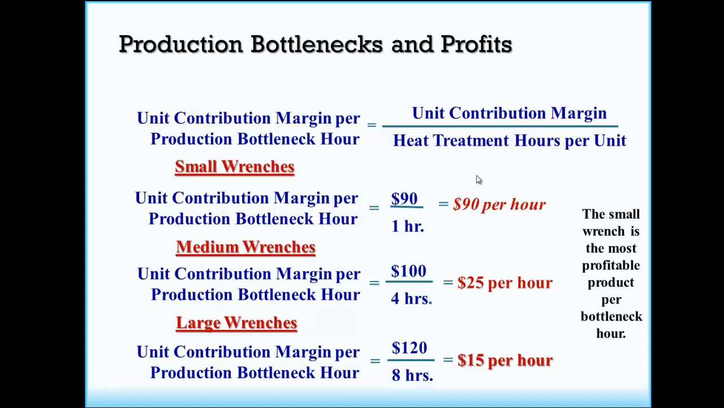Assuming we can sell all of these wrenches that we're making, we would be best off to spend our time making these small wrenches, right? That's the most contribution margin per hour of bottleneck. So that's where we want to focus our production.